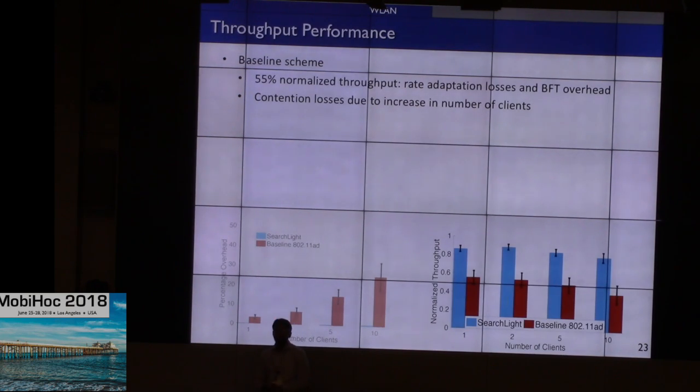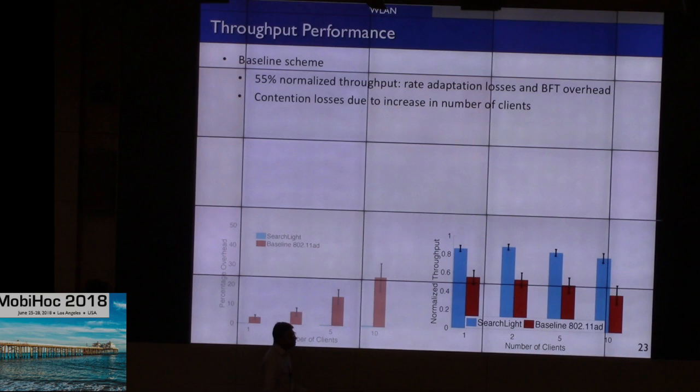This reflects in the throughput performance as well. On the right side graph here, we have a normalized throughput along the y-axis, where we are normalizing to the maximum achievable throughput if we were using the maximum data rate and the optimal beams at the access point and the client. First of all, we see that the baseline scheme, or the IEEE standard, achieves only within 55 to 60% of the achievable throughput under these mobility scenarios. The throughput loss is due to the training overhead and rate under-selection as well. Moreover, as the number of clients increases, the throughput degrades further.